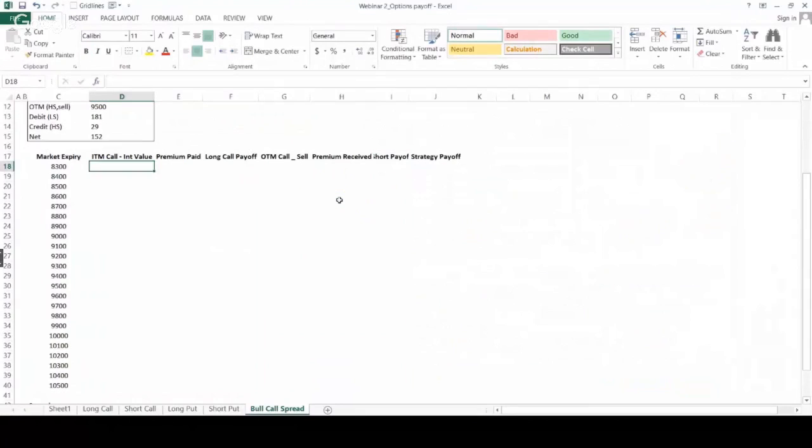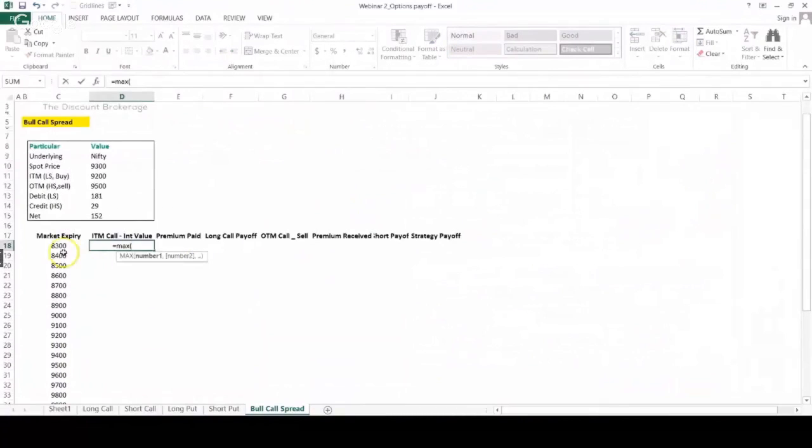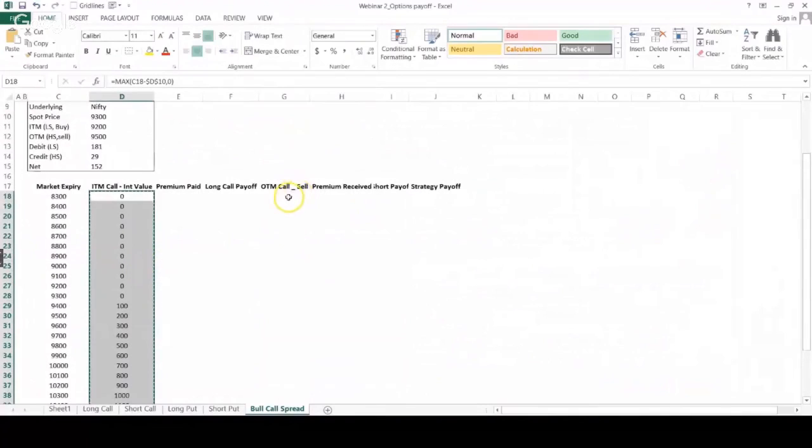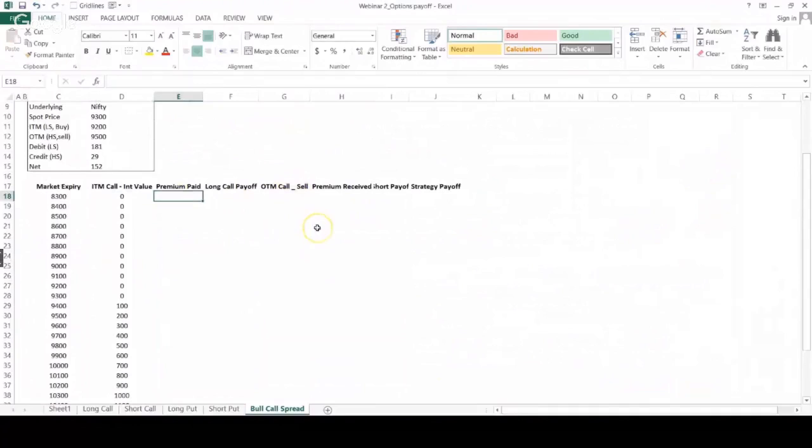In the money call option, intrinsic value, you know the formula. That will be max of strike minus the spot, comma 0. Okay, so I'm going to lock this cell. So intrinsic value would be this one. The same set of formulas would also, okay, let me do this step by step. The premium paid will be 181. It's not going to change irrespective of where the market is going to go.